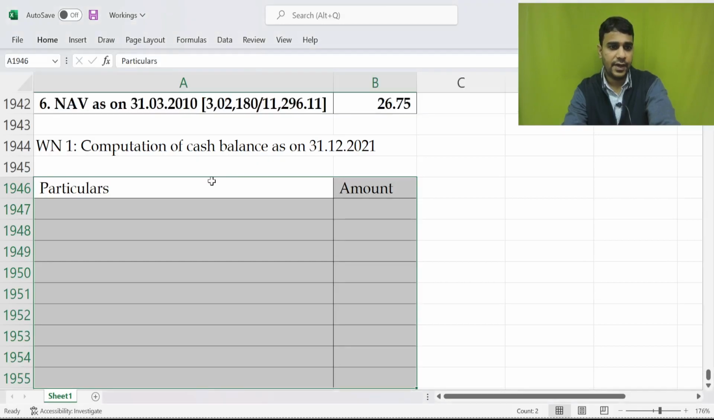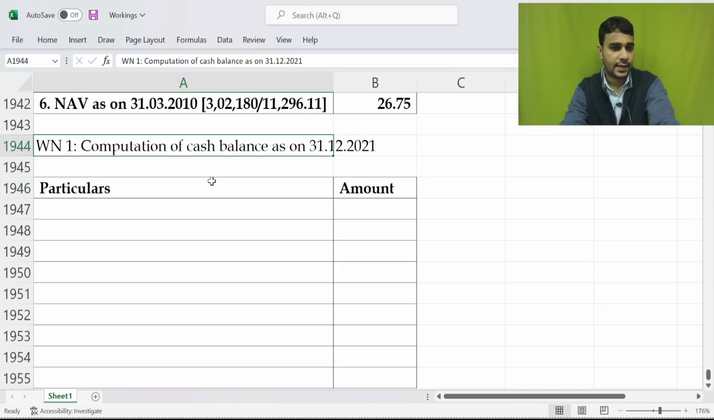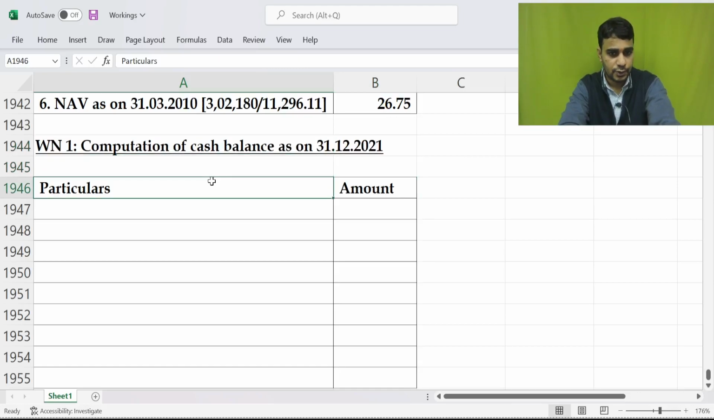We will have to track the various inflows and outflows. There will be a question where this tracking will not be possible. You will learn as we proceed.